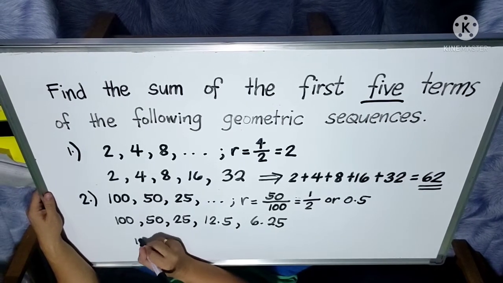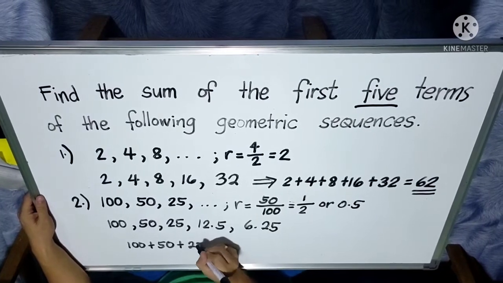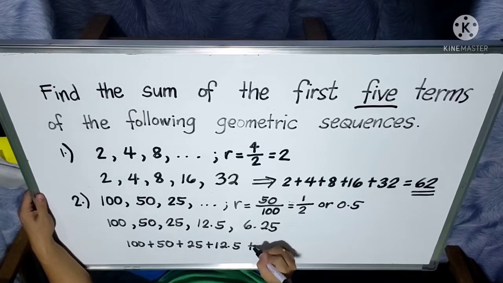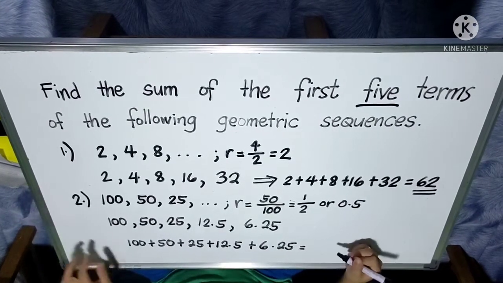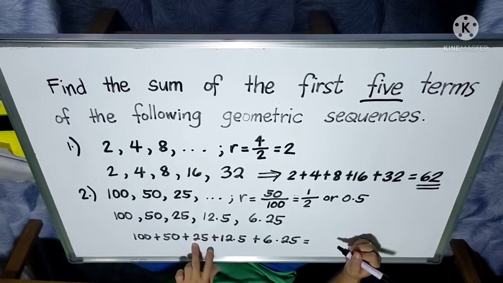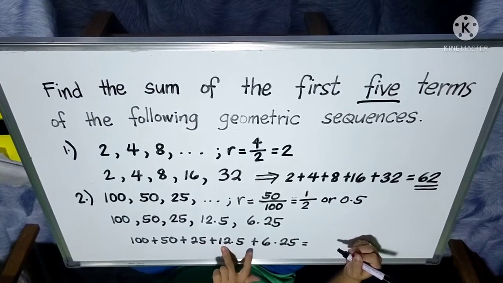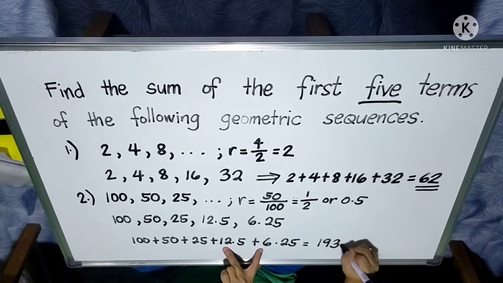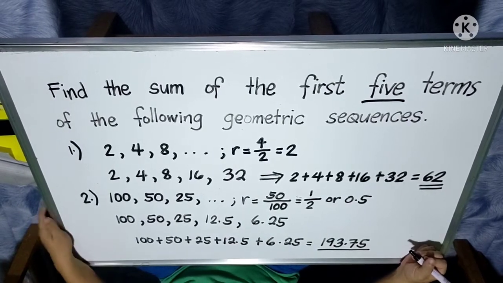Now let us get a sum. To get a sum, you will have 100 plus 50 plus 25 plus 12.5 plus 6.25. 100 plus 50 is 150 plus 25, 175 plus 12.5 is 187.5 plus 6.25 is 193.75. So this is the sum of the first 5 terms.